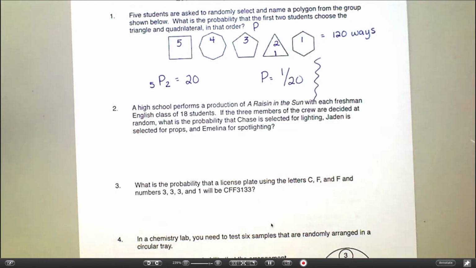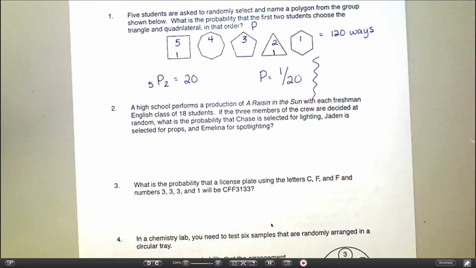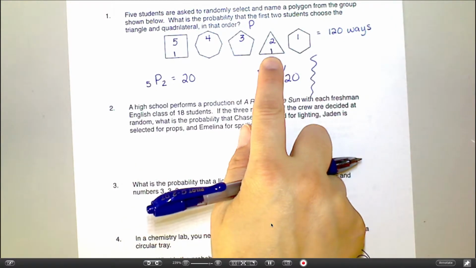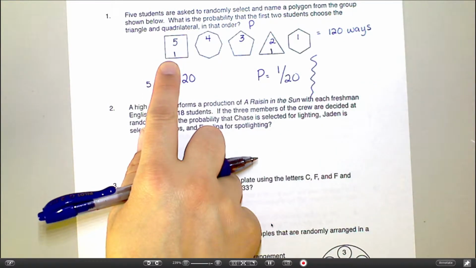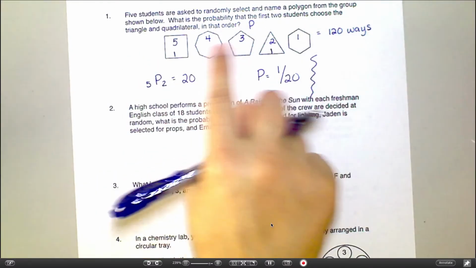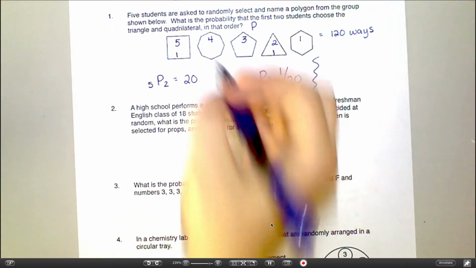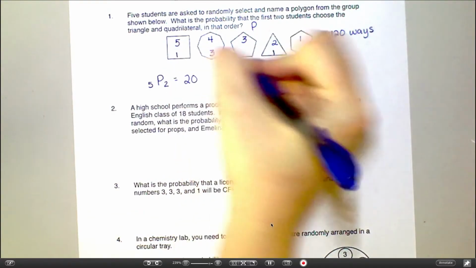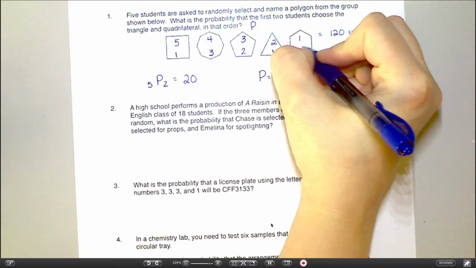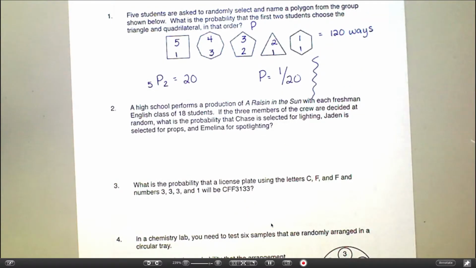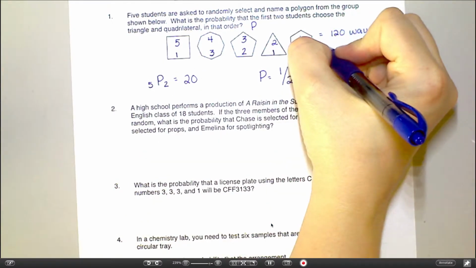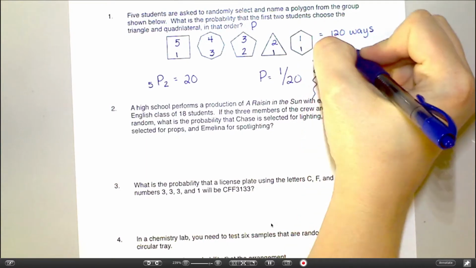There's only one possible student that can pick that triangle. And there's only one possible student that can pick that quadrilateral. Okay? I want the first person to take this one and the second person to take this one. So now how many students do I have left? 3. 3, right? And I can arrange those 3 students on these other 3 any way I want. So there's 3 students that could take this one, 2 students that could take this one, and 1 student that could take this one. When I multiply those together, I get 6.